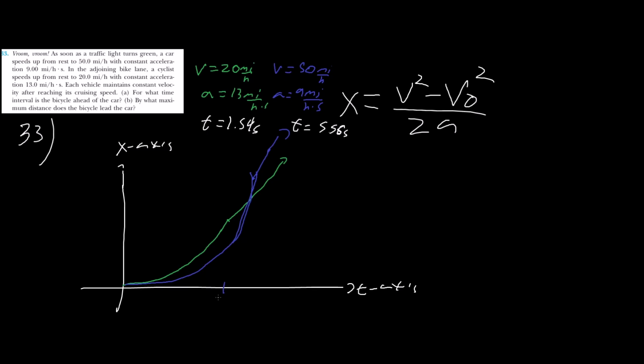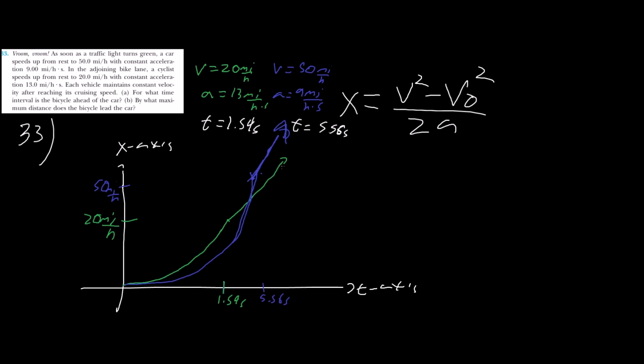So at 1.54 seconds, so this is going to be 1.54 seconds. The slope of that straight line is going to be 20 miles per hour. And the car here is going to be 5.56. I know my graphs are never to scale. The slope of this line, which I kind of exaggerated a little bit, is going to be 50 miles per hour. It's going to be more slanted than the other one, so maybe I should draw it a little more, but that's all right. There we go.